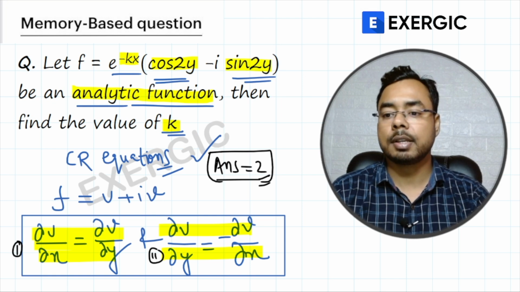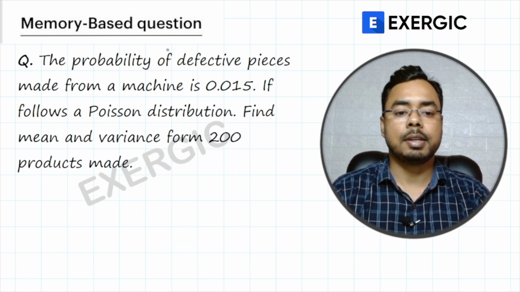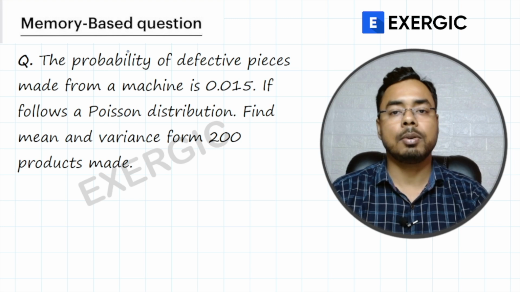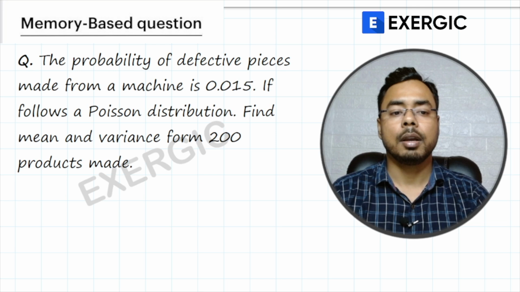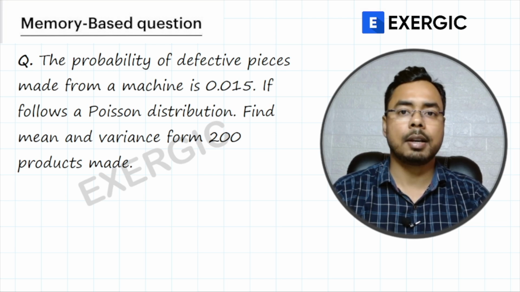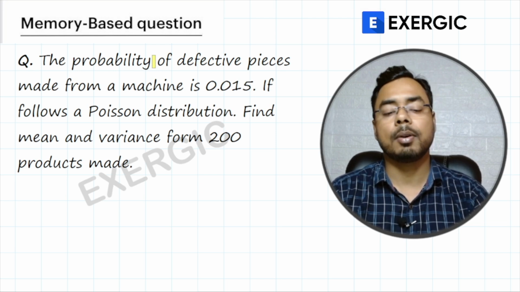Now the next question. This problem was very easy. The problem was based on Poisson distribution, right? Mean and variance of Poisson distribution. And such problems have been asked in GATE earlier also. So this was not a difficult problem at all.